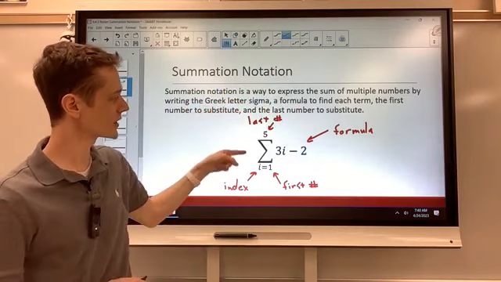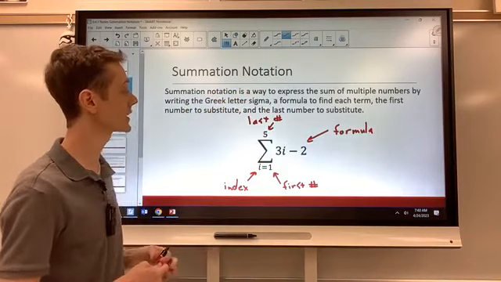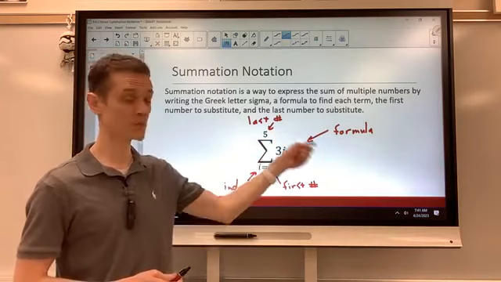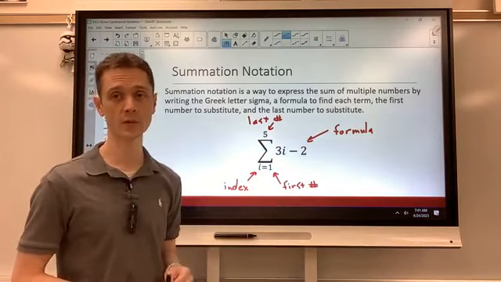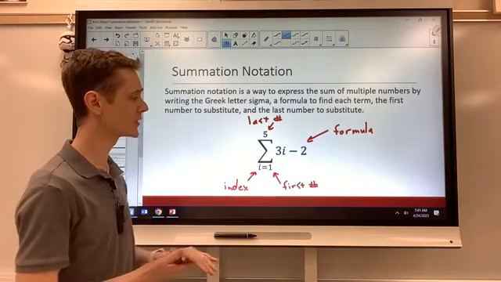First we have the Greek letter sigma. This kind of looks like an E here. This is the capital Greek letter sigma. We also need a formula. This is often an explicit rule for either an arithmetic or a geometric sequence, but it could be a unique formula or a pattern that you might be able to figure out on your own.